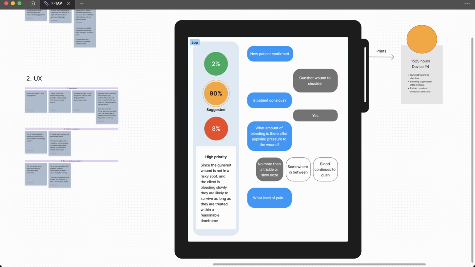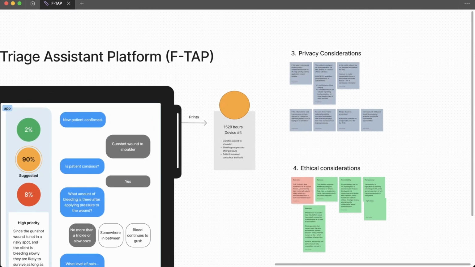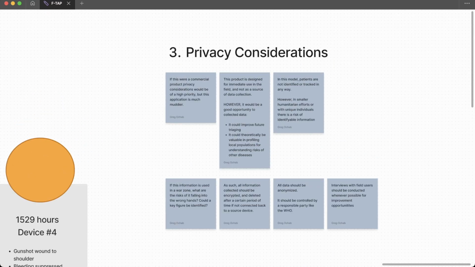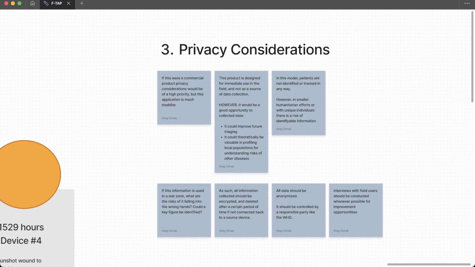Okay, let's dig into number 3, privacy considerations. This is a very interesting application in that we're not collecting any names, any information about the individual except what wounds they're experiencing. So a lot of the privacy problems that come along with medical apps are really not there because we aren't collecting too much individual information beyond their wounds.